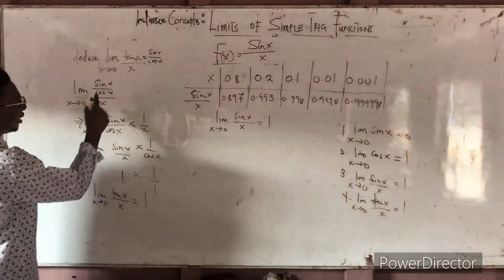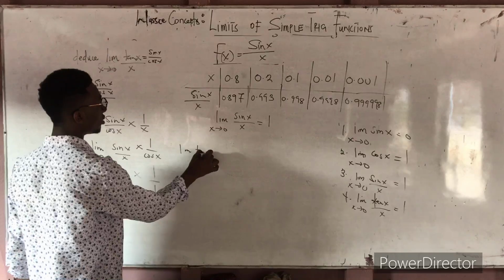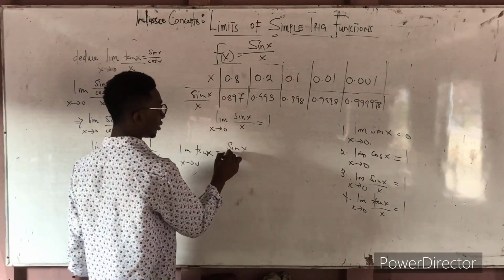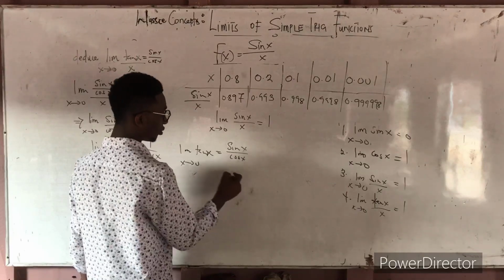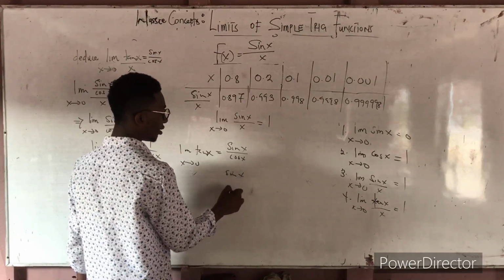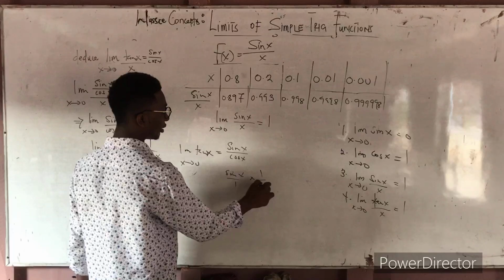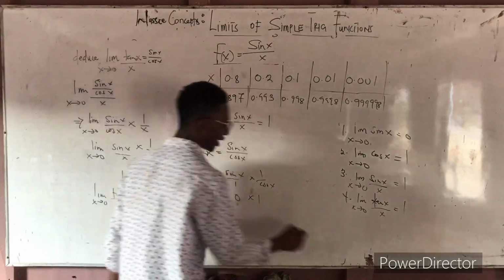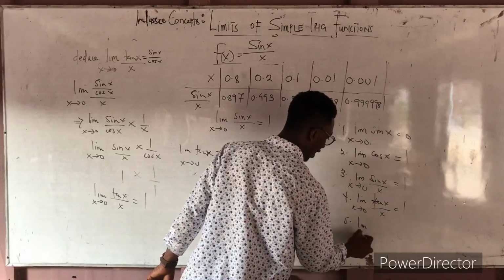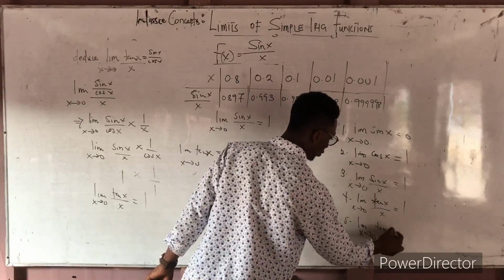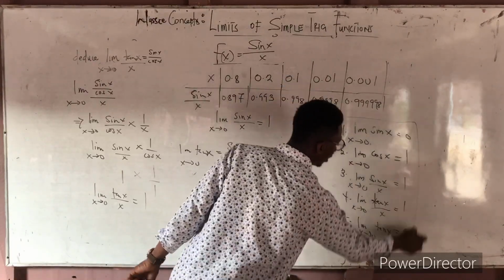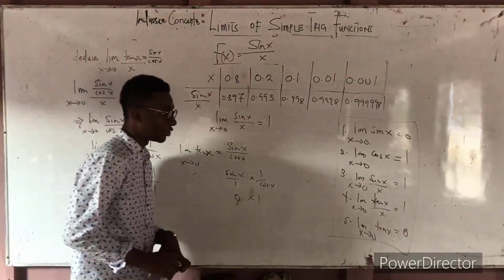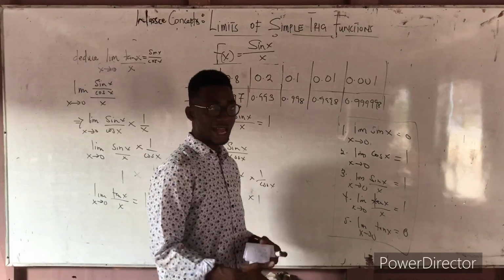But if we only consider the limit of tan x as x approaches 0, which is sin x divided by cos x, it can be sin x on 1 times 1 over cos x, and this will give you 0 times 1. So the fifth: the limit of tan x as x approaches 0 is equal to 0. So these are the 5 simple trigonometric limits you should keep in mind.